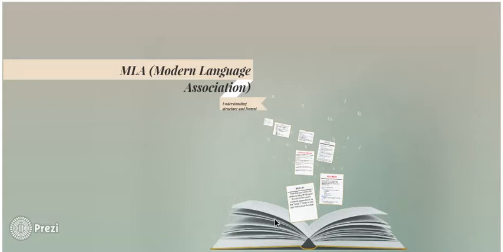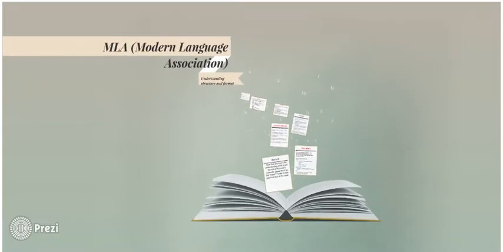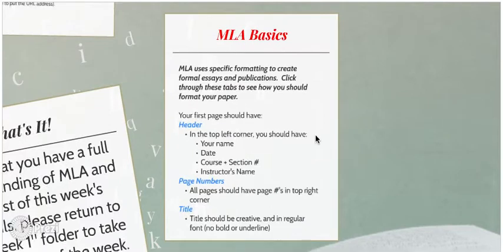So let's see if we can get the next slide here. So the basics of MLA, you want to use specific formatting to create very formal essays. Your first page should have a few things on it. In the top left corner, so right up here, you should have your name, the date, the course and section number, and the instructor's name. These should be double spaced, so not double spaced, just one double space between. You should also have page numbers in the top right corner of every page. Just Arabic, number 1, 2, 3, 4.